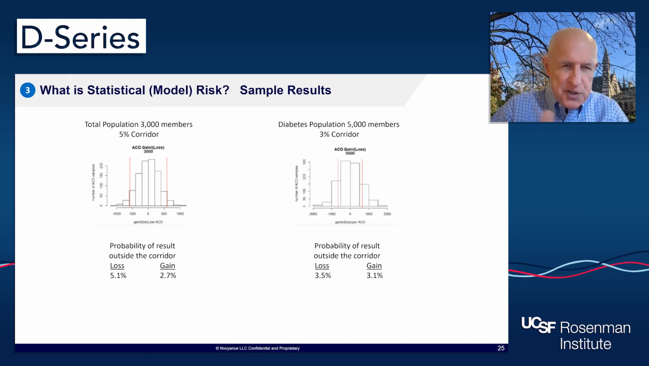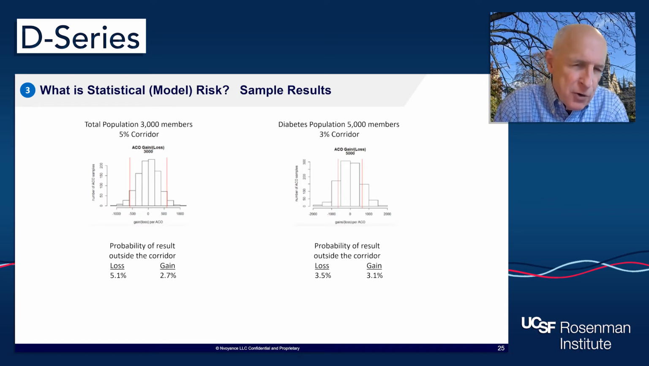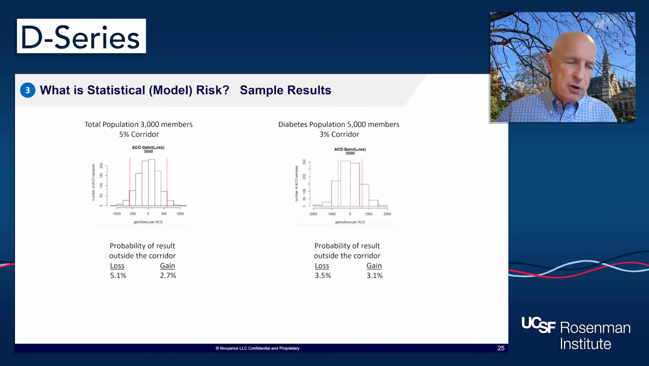But what's interesting here, and what's important, is what's your probability of lying outside of the corridor? In the upper end of the distribution, if your number comes in above 500, you have to pay back 50% of that money to CMS. If you come in below minus 500, so you've saved $500, you can share some of that. What's your probability of a gain or loss outside of the corridor? And the answer for the 3,000 member population with the 5% corridor is your probability of a loss is about 5%.